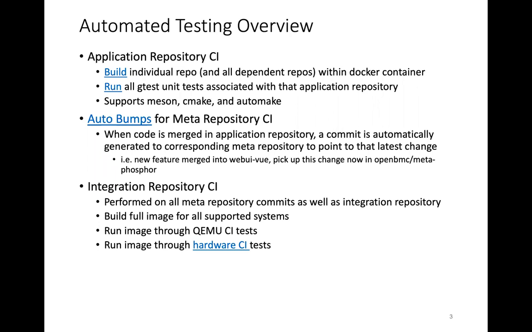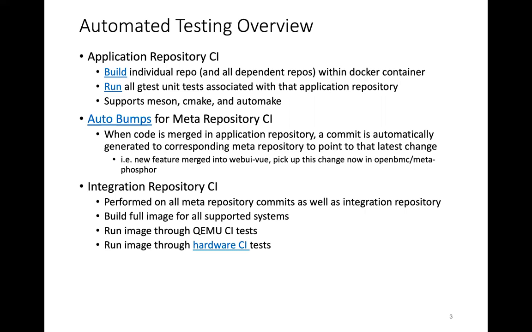So the autobump script will basically just update the BitBake recipe to say, use this new Git version from the application repository, and it'll submit that into Gerrit, which will then trigger our meta repository CI. So this is where we'll actually do a BitBake for a variety of OpenBMC systems. So we have, I think, 6 or 7. We'll take a look a little bit later on here. Of systems that all need to successfully build when a new change comes in.